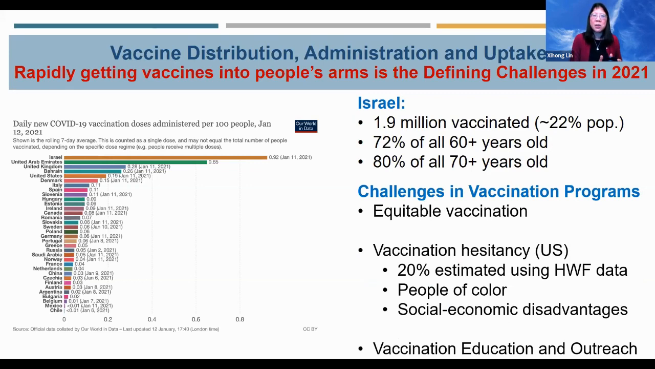And so, as I mentioned, the major challenge right now is the vaccination program. So how can one ensure equitable vaccination globally? And also there is significant vaccine hesitancy in the US. Using the How We Feel data, we estimated about 20% of people were vaccine hesitant. A significant fraction of them include people of color and also people with socioeconomic disadvantages. And among healthcare workers, we also found significant vaccine hesitancy. That tells us there is great importance for vaccination education and outreach to address the mistrust.